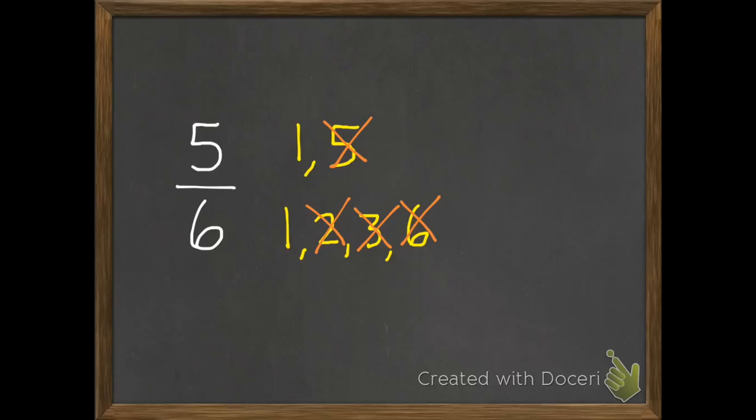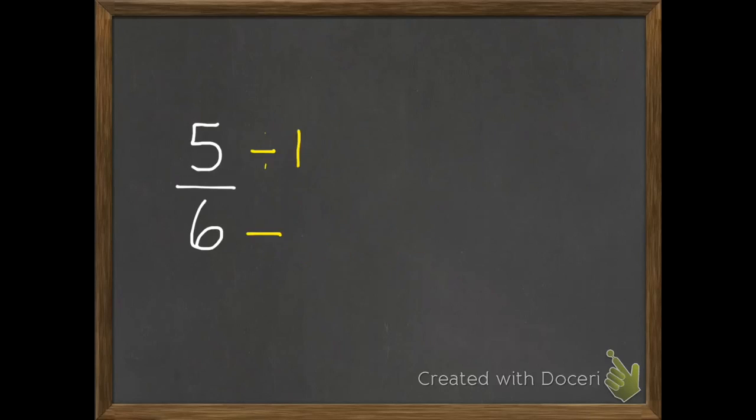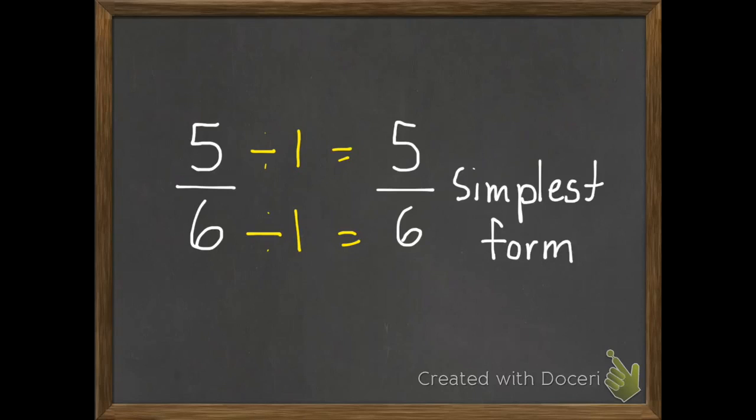So we could divide these each by 1, and you're going to get 5/6, which did not change it at all. So when you only have a factor of 1 in common, you can just write simplest form. It already is in simplest form, so you don't have to do anything. We like those ones.